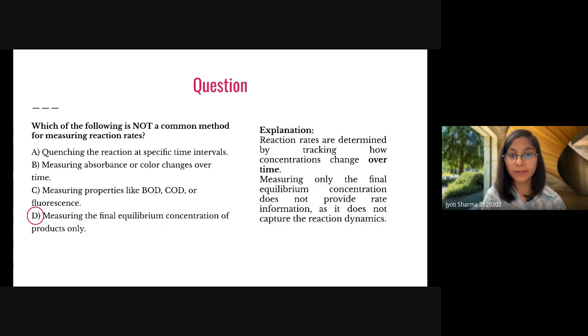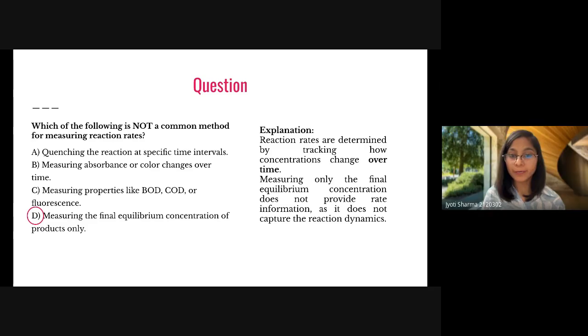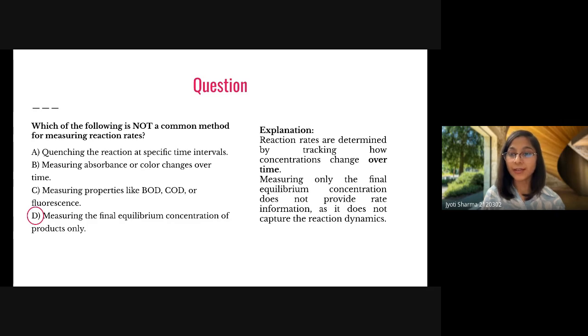So here is the explanation. Reaction rates are determined by tracking how concentration changes over time. Measuring only the final equilibrium concentration does not provide rate information, as it does not capture the reaction dynamics. That's why this D answer is the right one.